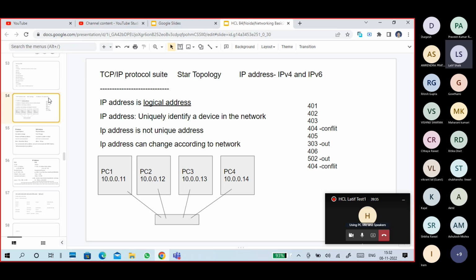An IP address uniquely identifies a device in the network. It is not a unique address, it uniquely identifies a device in the network. So we can identify a network, and in the network, we identify the devices separately. Like these are 4 computers. All 4 computers are physically and logically in the same network, and their host IDs are changing like 11, 12, 13, 14. By that we can understand the different host IDs.